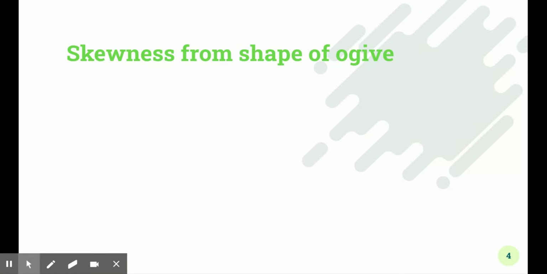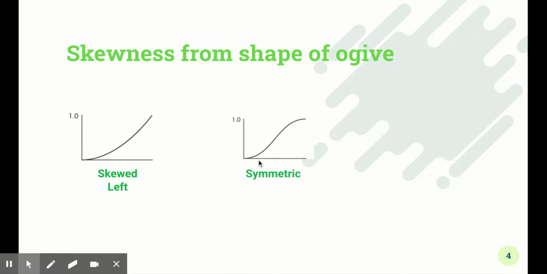Let's look at skewness from the shape of an ogive. You will have different shapes, and you will need to know by looking at the shape of an ogive if it's skewed left, right, or symmetric. If the ogive is concave up and just continually going up, it's skewed left. If it's concave up, has a point of inflection, then concave down, it's symmetric. And if it's concave down, going up, it would be skewed right.